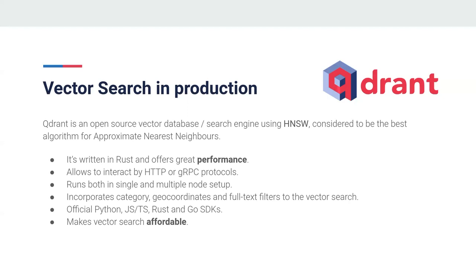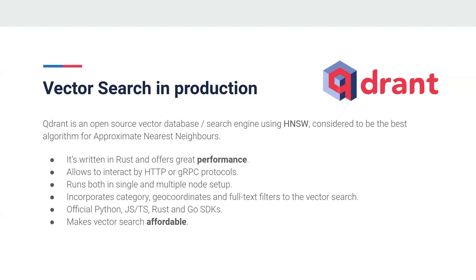So basically, Qdrant is one of the services available out there. This is an open source vector search engine that you can integrate with your applications using some popular interfaces such as HTTP or gRPC, but there are multiple SDKs available. And what's more, you can combine semantic search with full text filters or geo-coordinate filters, actually different kinds of filters depending on the data you have.